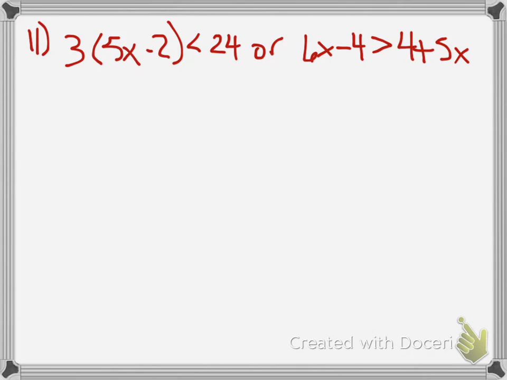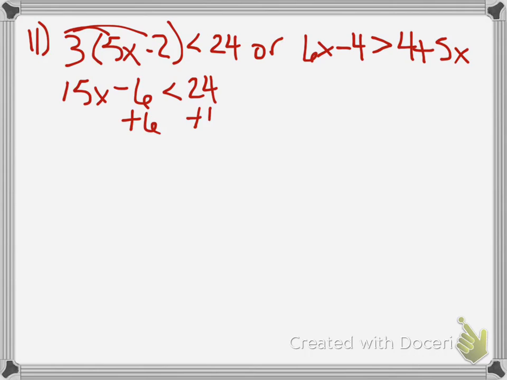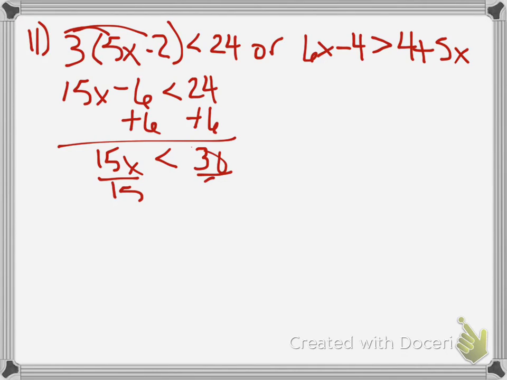So here I'm solving basically two different problems at once. This is 15x minus 6 less than 24. Add 6 to both sides. You get 15x less than 30. Divide by 15. x is less than 2. I'm getting ahead of myself there, but you got the idea.